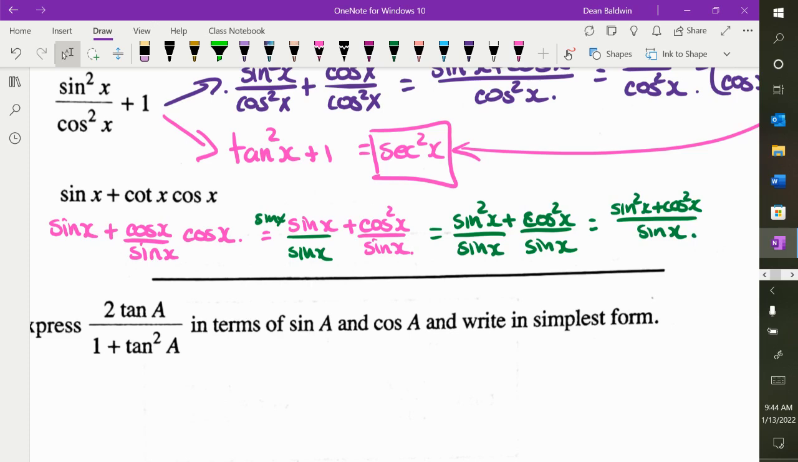What's sine squared plus cos squared? 1. What's 1 over sine x? Cosecant x. And that's it.